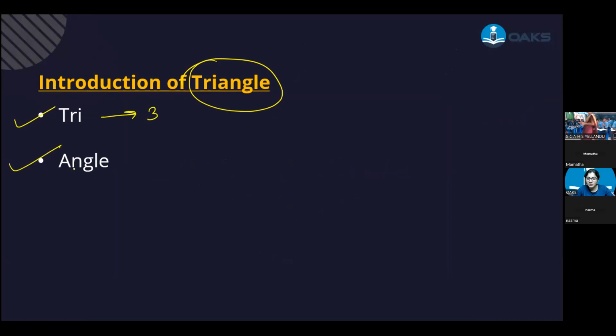Now angle means, you know what is angle? Angle is this thing. So this is the angle, right? Now we are talking about three angles and it is a polygon also. So we just join this and we get three angles and this is a polygon, and hence it is a triangle. Isn't that simple?